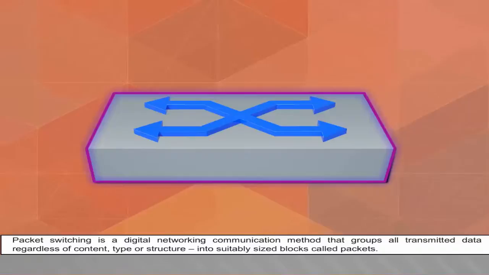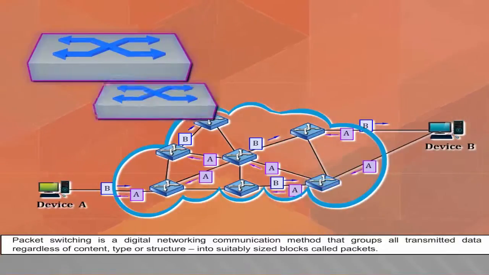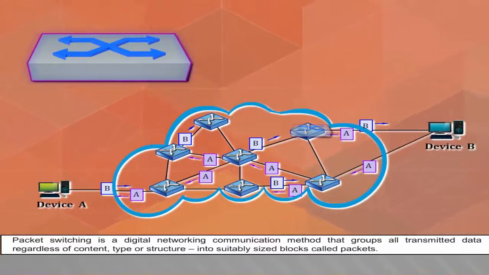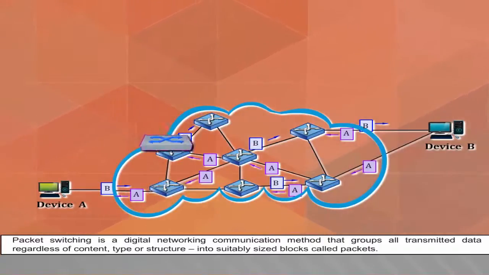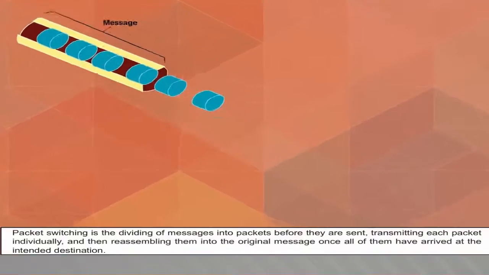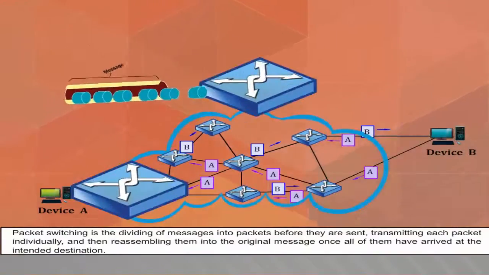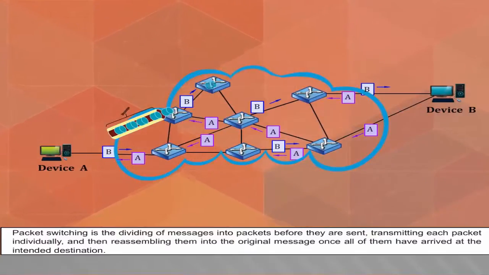Packet switching is a digital networking communication method that groups all transmitted data, regardless of content, type, or structure, into suitably sized blocks called packets. Packet switching is the dividing of messages into packets before they are sent, transmitting each packet individually and then reassembling them into the original message once all of them have arrived at the intended destination.